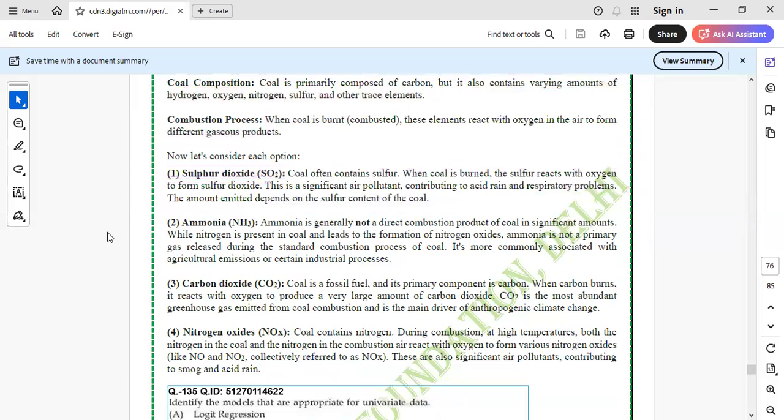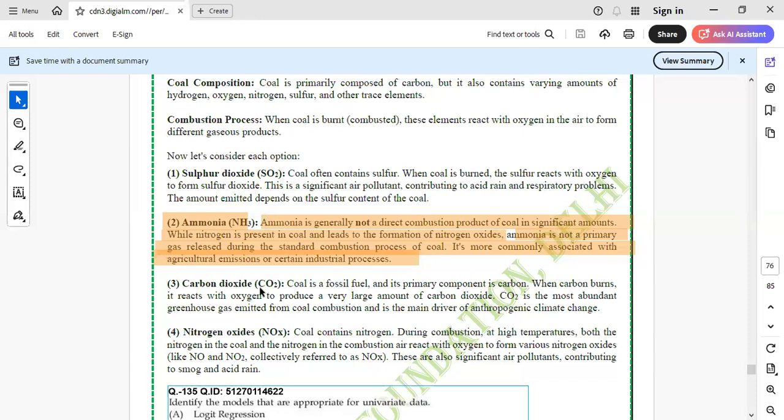Why do we choose ammonia? Ammonia is generally not a direct combustion product of coal in significant amounts, while nitrogen is present in the coal and leads to the formation of NOx. Ammonia is not a primary gas released during the standard combustion process of coal. It is more commonly associated with agricultural emissions or certain industrial processes. So that's why we have chosen ammonia, right?